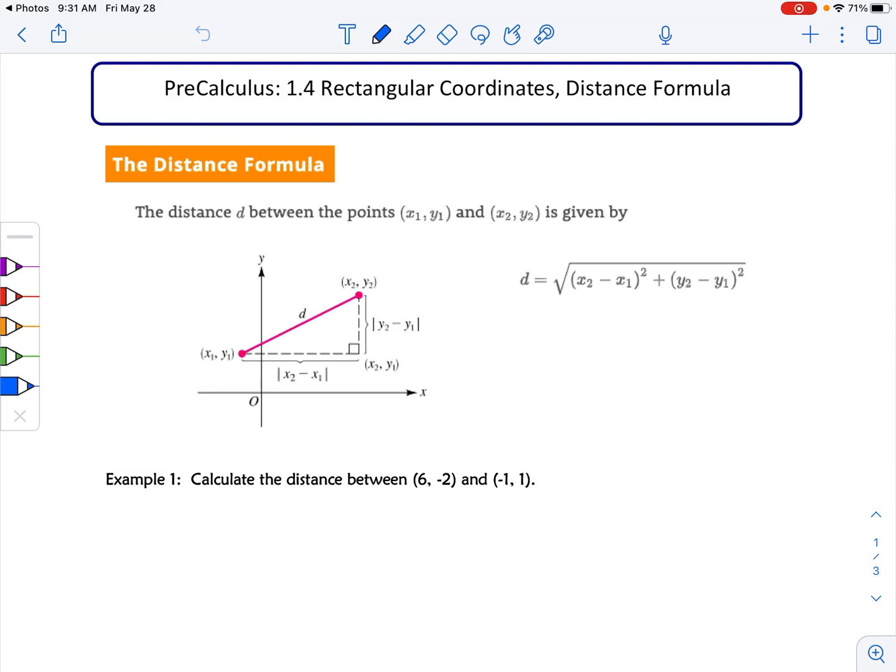So hopefully this is not a new idea, but it might be an idea that you have maybe not fully understood before. The distance formula is the distance between any 2 points. Let's treat this as the first point, x1, y1, and the second point, x2, y2. Whatever they are, whatever order they are, it doesn't matter. It pretty much is Pythagorean's theorem.